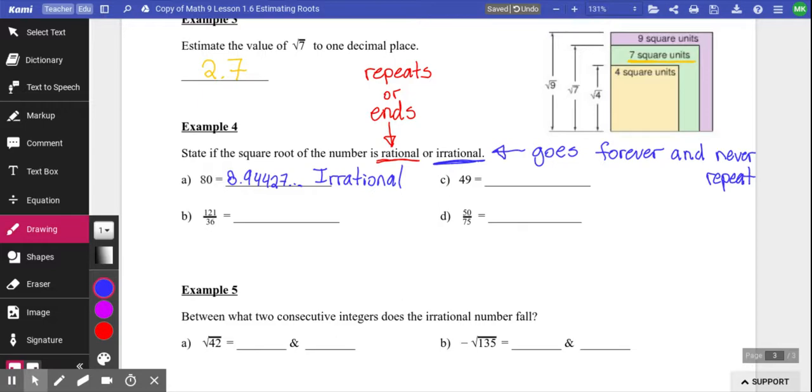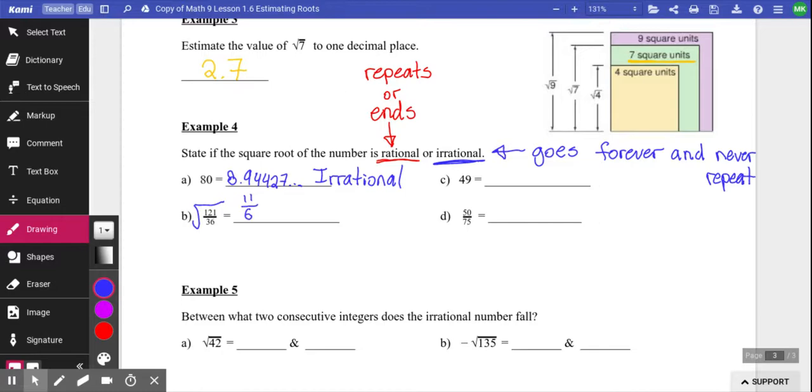If you look at B right below, we're trying to figure out if square rooting that would become irrational. You're square rooting a fraction. So how do we square root fractions? Top and bottom separately. If the top and the bottom both come out nicely, then that would be a perfect one as well. If one of the top or the bottom came out irrational, the whole thing's going to turn irrational.